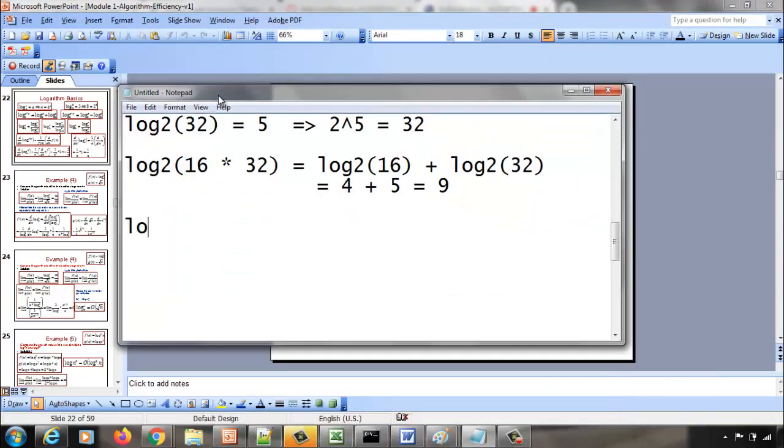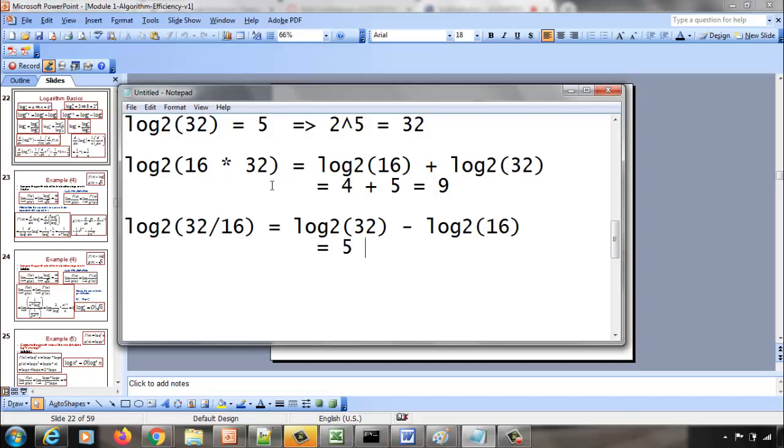We have log 32 over 16 to the base 2. How can we do that? We can say log 32 to the base 2 minus log 16 to the base 2. Log 32 to the base 2 is 5, we just saw it here. Minus log 16 to the base 2 is 4, since 2 to the power 4 is 16. So 5 minus 4 is 1.